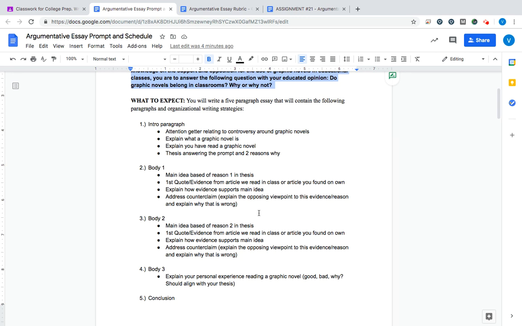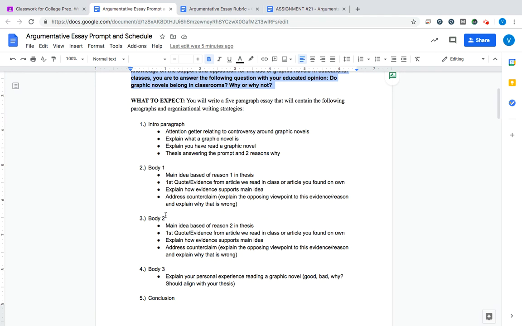But you're going to be using a quote to support your main idea here, and then you're going to explain how that quote, how that piece of evidence, supports your main idea for the paragraph. Something a little different compared to the first essay we did in this class: since this is an argumentative essay, you were basically talking about your opinion or your personal view on something. I want you to address the counterclaim, which is basically just explaining what the opposing viewpoint of your main idea would be, and then explaining why you disagree with that or why you think that would be incorrect.